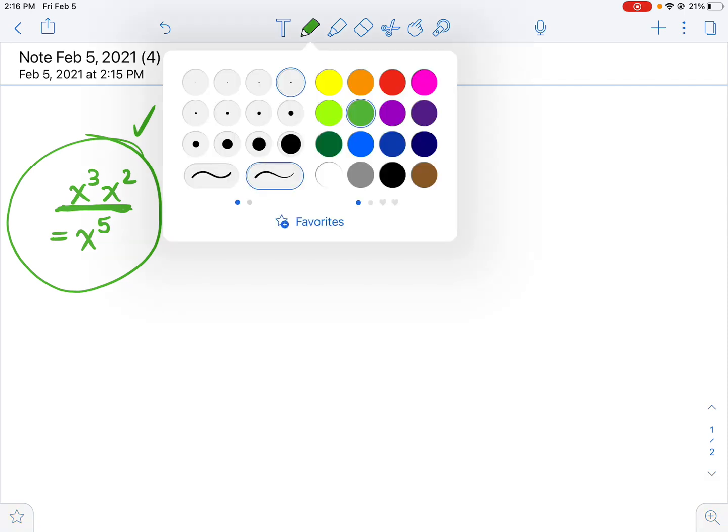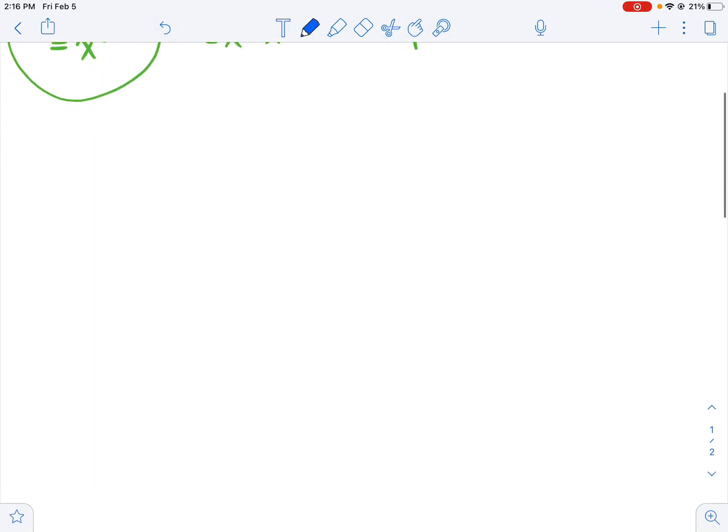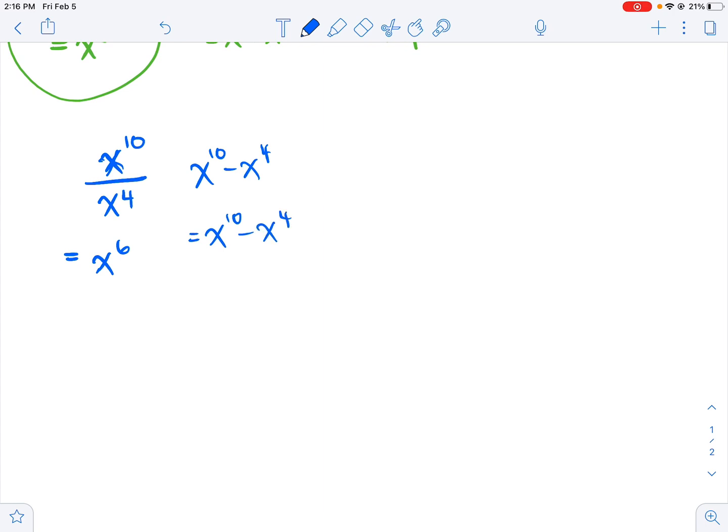Okay, let's talk division. So if you have x to the 10 divided by x to the 4, you can subtract your exponents. So it'll be x to the power of 6. They have the same base and they're being divided. Cool. If you have x to the power of 10 minus x to the power of 4, can't do anything. They're not being divided. They're being subtracted, and we don't have a law for that. And they have to be the same base.